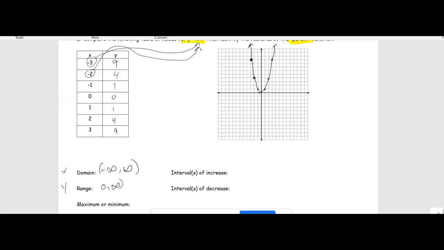It is. Infinities are always parentheses. And what do you think about the zero, Bisher? A parentheses or a bracket? Why do you think it's a parentheses? How do we differentiate?